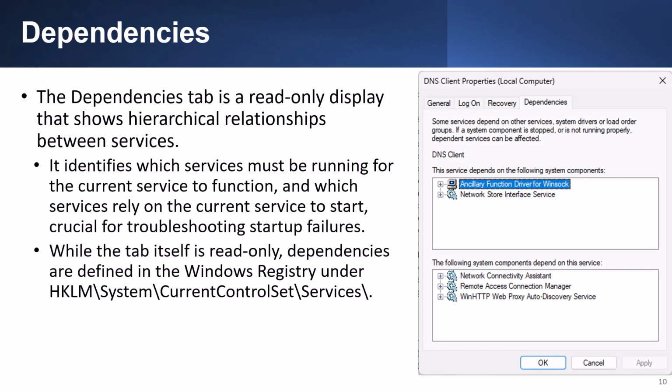The Dependencies tab is a read-only display that shows hierarchy relationships between services. It identifies which services must be running for the current service to function and which services rely on the current service to start, which is crucial for troubleshooting startup failures. While the tab itself is read-only, dependencies are defined in the Windows registry.